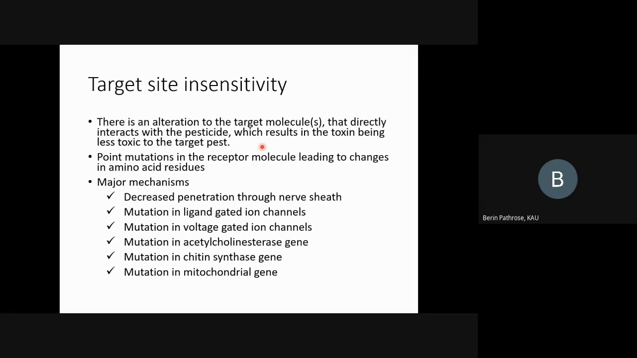That means OP and carbamates bind to the acetylcholinesterase enzyme. So if the acetylcholinesterase enzyme makes a slight conformational change, which makes it insensitive to OP and carbamates but still maintains its sensitivity towards acetylcholine, that can happen. And mutation in the chitin synthase gene, mainly with respect to chitin synthesis inhibitors, then mutations in mitochondrial genes, for those insecticides which act on cellular respiration. Okay, we'll see it one by one.